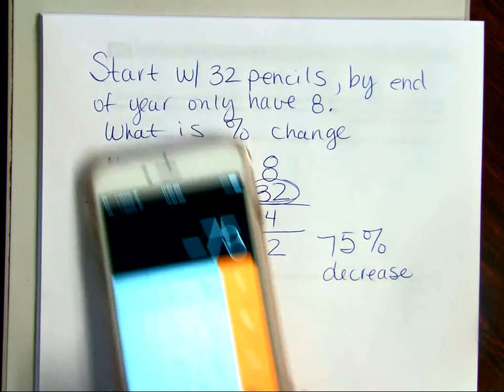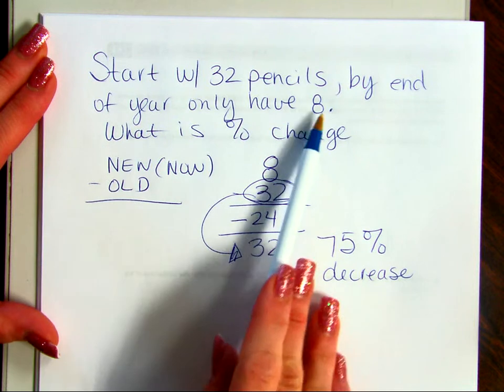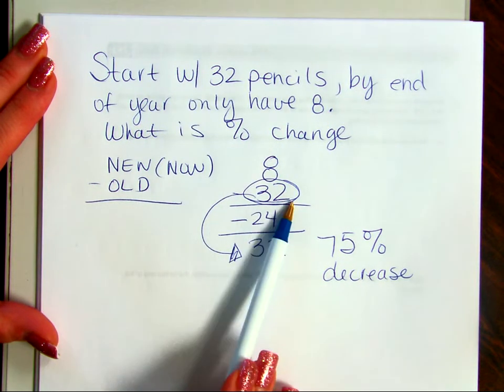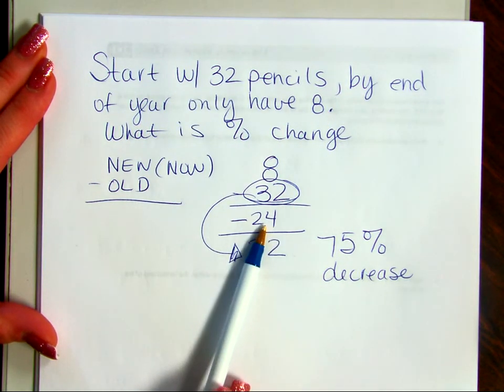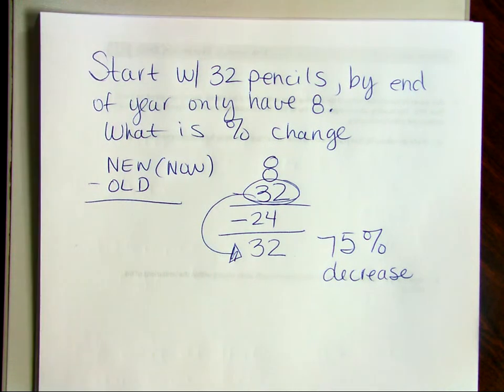Okay? So, by the end of the year, now you have 8. You started with 32, which means there was a difference of 24 divided by the original. You got it? Okay, I'm going to give you one to try on your own.